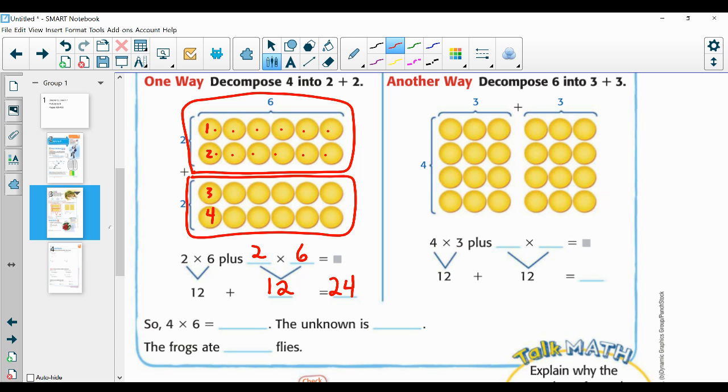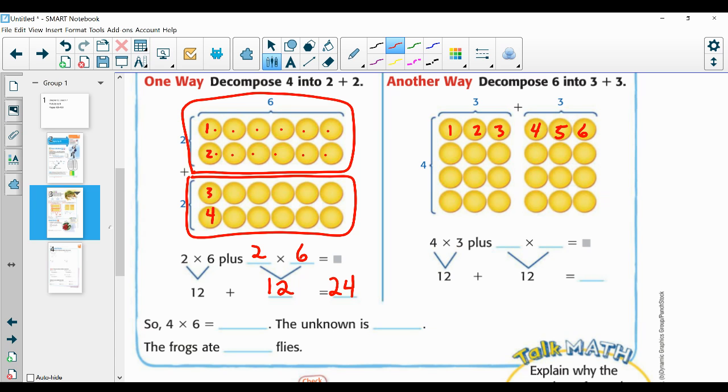Let's do this one. We're going to decompose 6 into 3 plus 3. So this time I'm decomposing my columns because it's 4 rows of 6. So over here I decomposed my rows because I was decomposing the 4. Now I'm decomposing the 6, so I separated my columns. That's an important distinction to make as well. So you can see I have 1, 2, 3, 4, 5, 6 columns. They were divided into 3 plus 3, or decomposed into 3 plus 3.